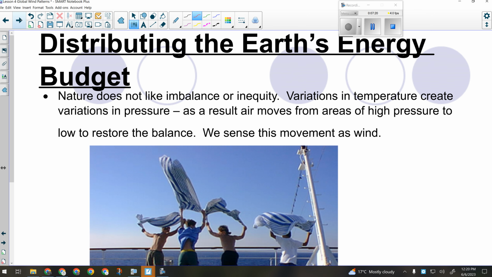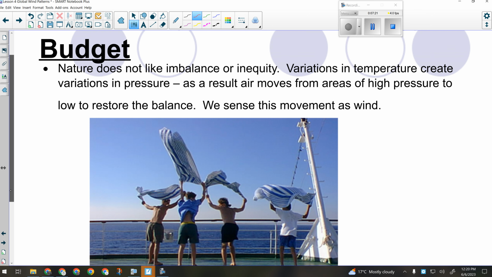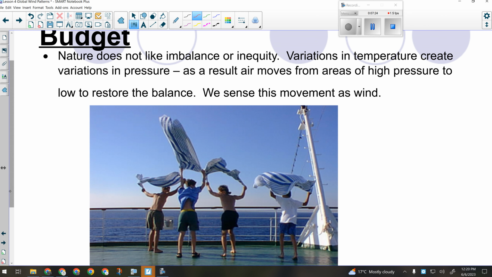As we said, nature doesn't like imbalance or inequity. That's the second law of thermodynamics. Variations in temperature create variations in pressure, and so air moves from one area to another in order to eradicate that. That's what can cause a tornado. We talked about that the other day as well. If you've got all that warm, moist air going upwards, you create a massive low pressure area beneath it. And then all of a sudden, that pressure gets equalized, and the cloud just drops right out as a funnel, rotates like crazy until the pressure is equalized.